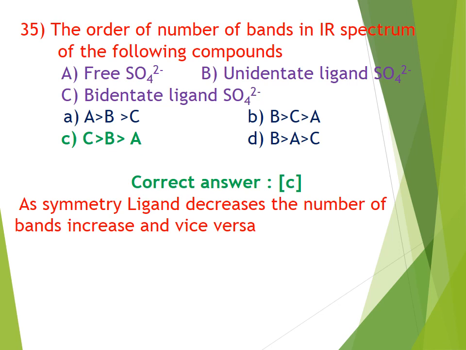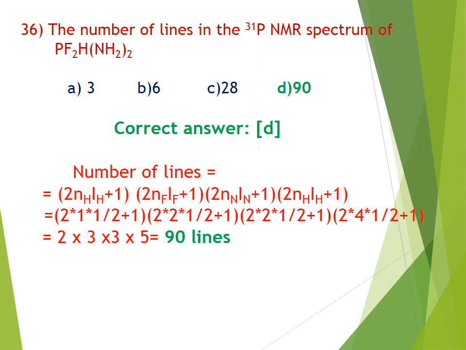35. The order of number of bands in the IR spectrum of the following compounds: A, free SO4 2- ion, B, unidentate SO4 2- ion, C, bidentate SO4 2- ion. Here the correct answer is C. C is greater than B is greater than A. That is, bidentate shows more bands compared with the free SO4 2- ion. As the symmetry of the ligand decreases, the number of bands increases and vice versa. Therefore, option C is correct for this question.